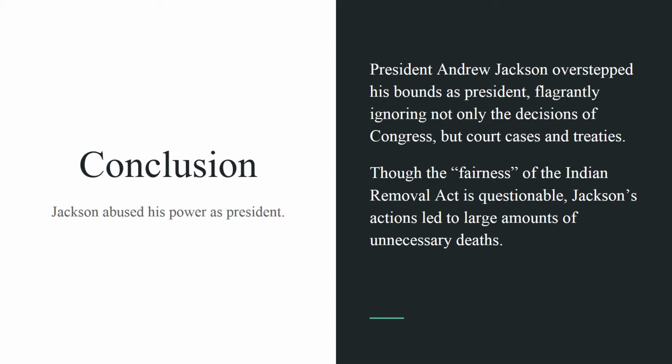In conclusion, Andrew Jackson heavily abused his power as president, overstepped his bounds, and flagrantly ignored the checks and balances placed upon the presidential branch by the legislative and judicial.